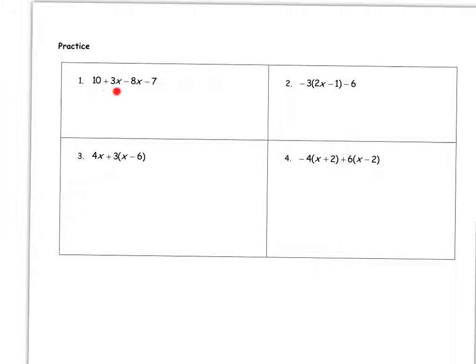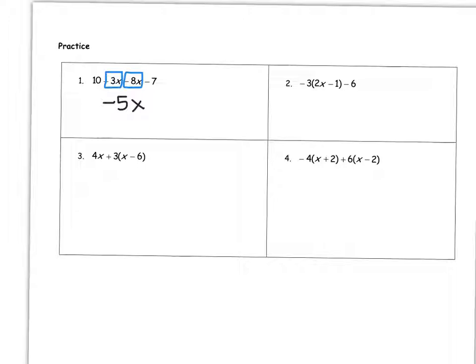I see addition, but these are not like terms. So I want to concentrate on things that are like terms. So I'm going to do that strategy I did before, where I put a box around things that are like terms. So this is a positive 3x. This is a negative 8x. I can combine those because they're like terms. When I combine positive 3x and negative 8x, I get negative 5x.